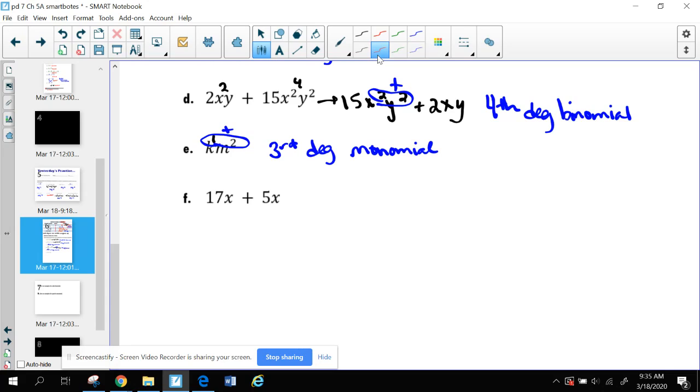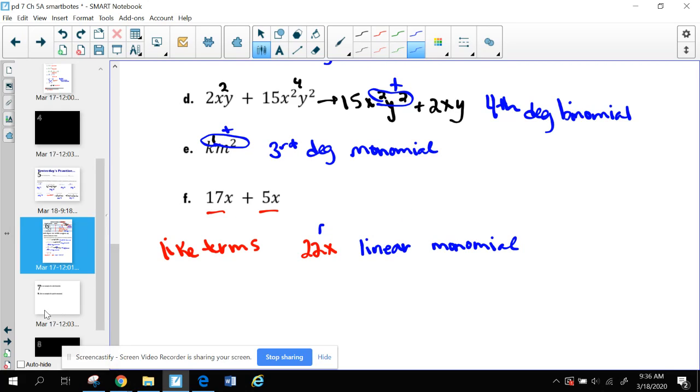And then F, before we can do anything, we should notice again something we talked about yesterday. These are like terms. So when we have like terms, before we can classify, we have to combine those. So 17x plus 5x is going to give me 22x that I'm really talking about. Now the degree here is a 1. And since it's only using an x, I can actually use my specific function name and say this is a linear monomial from my function list up top.